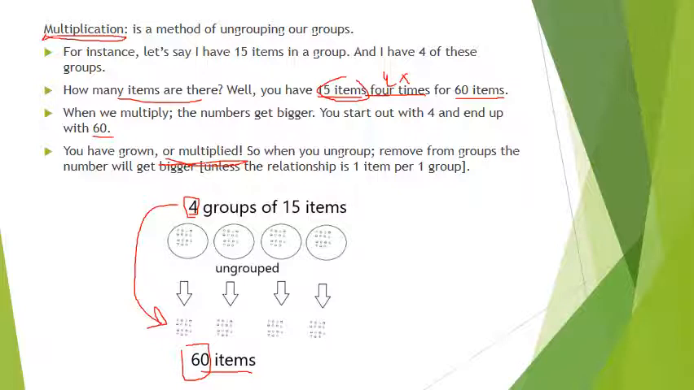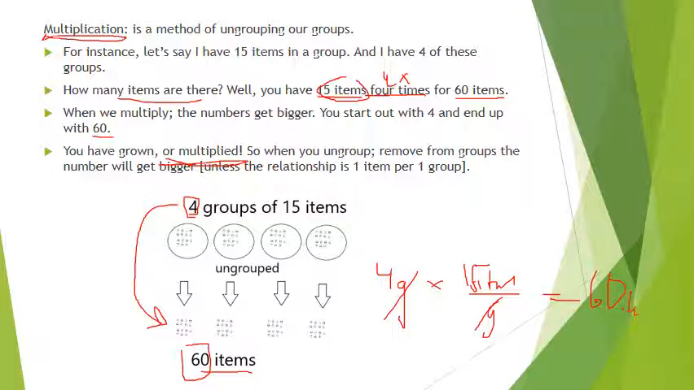Now, if you want to do dimensional analysis of this, you would say the grouping size is 15 items per group. So you would say I have 4 groups, times 15 items per group. The groups cancel out, and again I have 60.